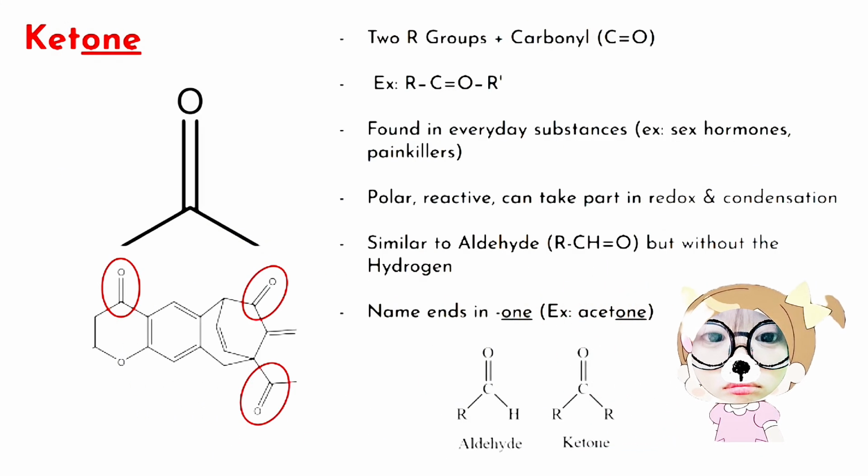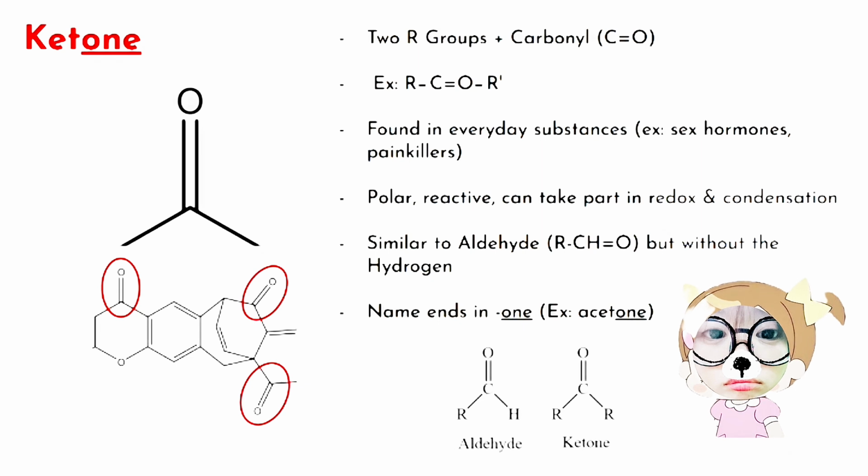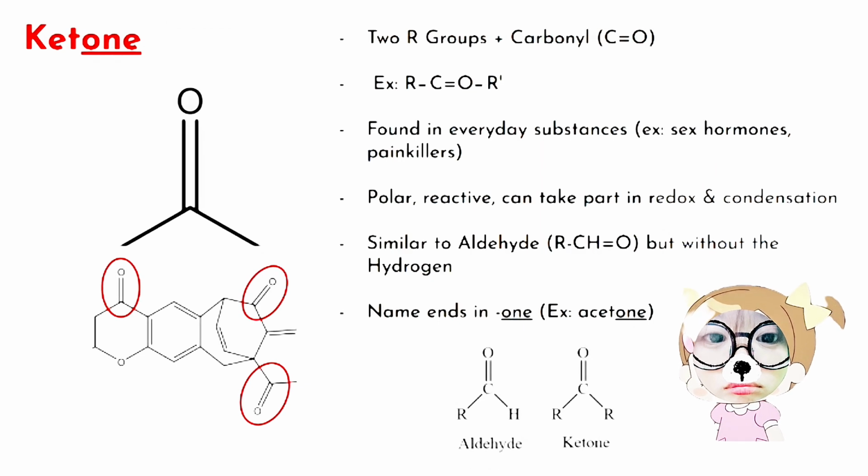Alright, let's talk about the ketone group. A ketone has the basic structure RCOR', where a carbon atom is double bonded to an oxygen atom and single bonded to two other carbon groups. You can commonly find ketones in everyday substances like acetone, sex hormones such as progesterone, and even in some painkillers.